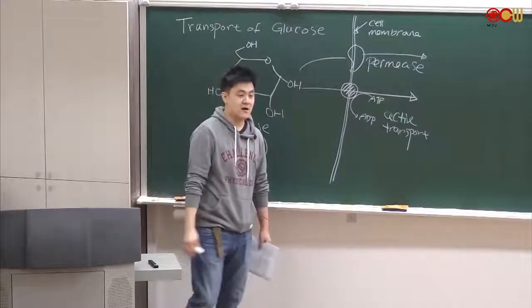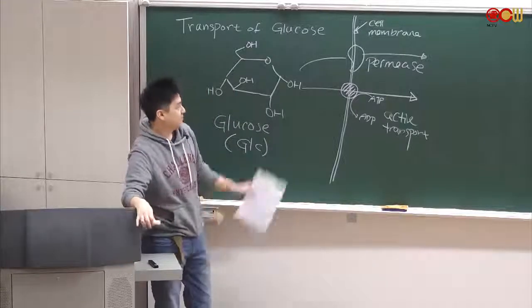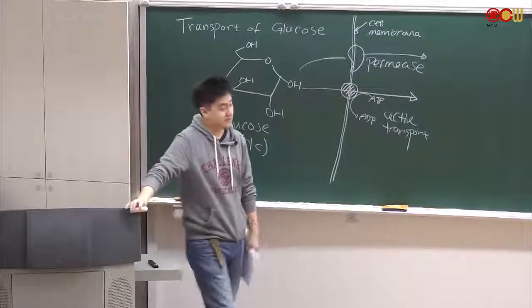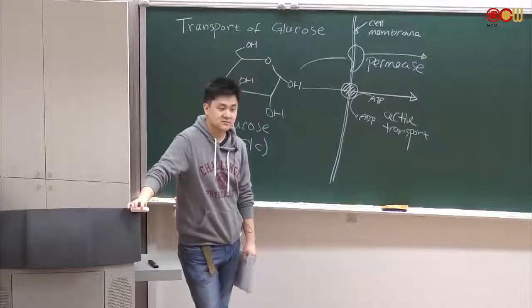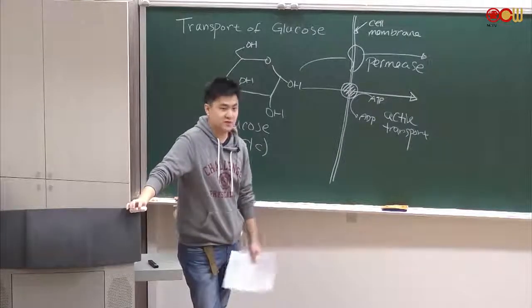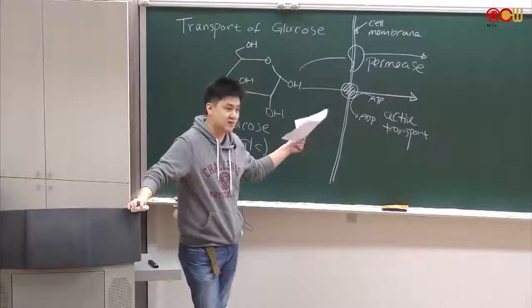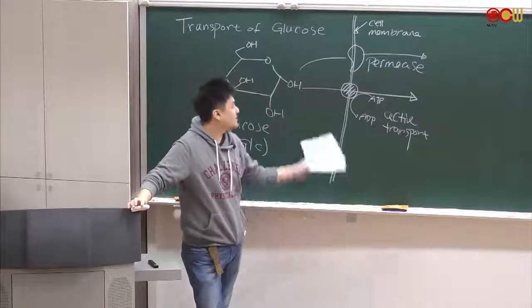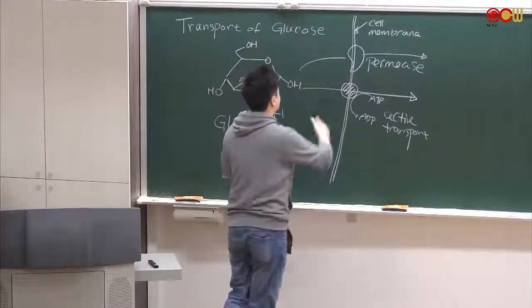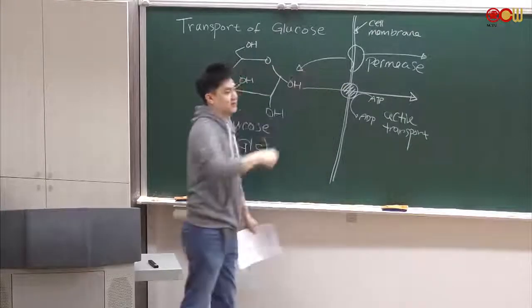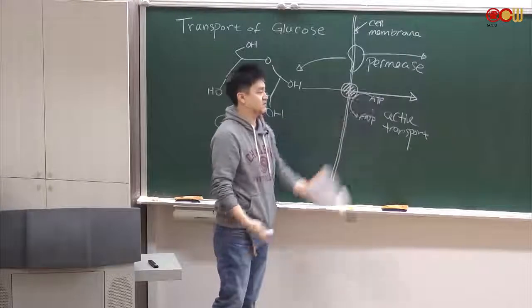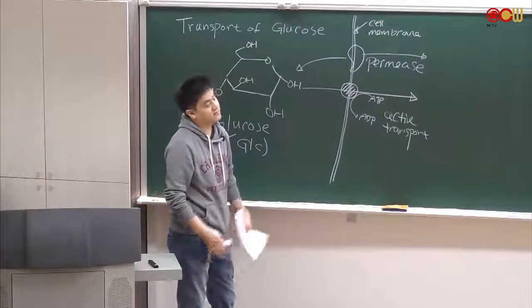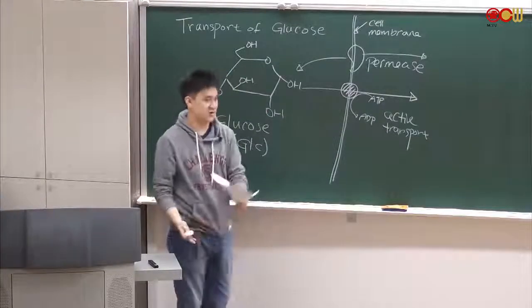Now remember, glucose permease does not require ATP, but active transport does. You should be able to differentiate the two, what the two are for. Permease is reversible, so it can go in, it can go out, depending on the concentration. Permease responds to concentration. Whichever side is more concentrated, it's going to go to the other side.